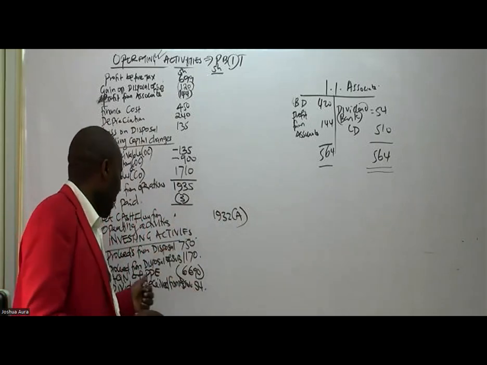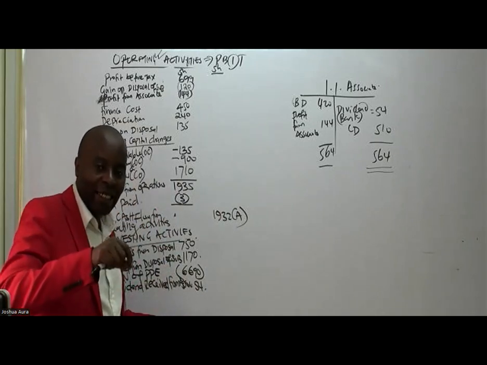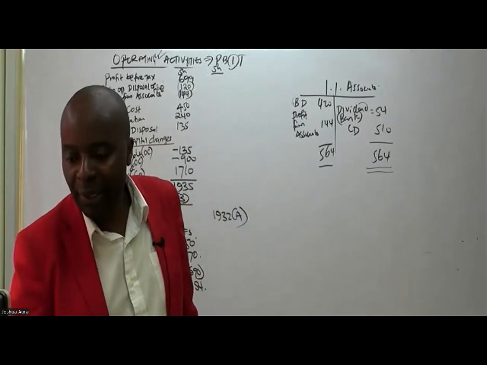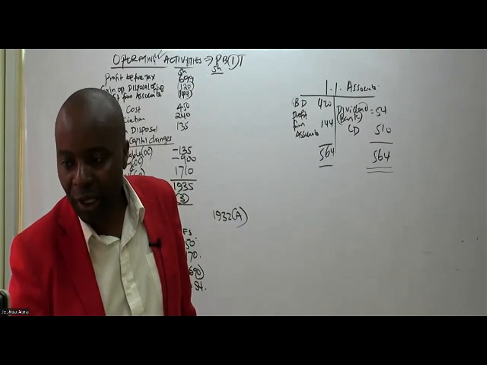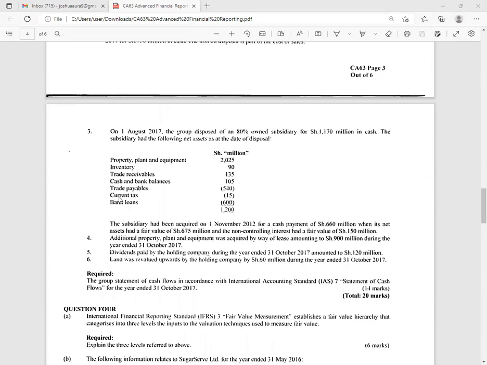So we need to say proceeds from disposal of subsidiary less the cash in the subsidiary disposed. Please look at the cash. Look at this, the subsidiary that we sold. It has got cash inside it. It has got cash and bank. Are you able to see the figure of 105? This figure of 105 has to be subtracted.